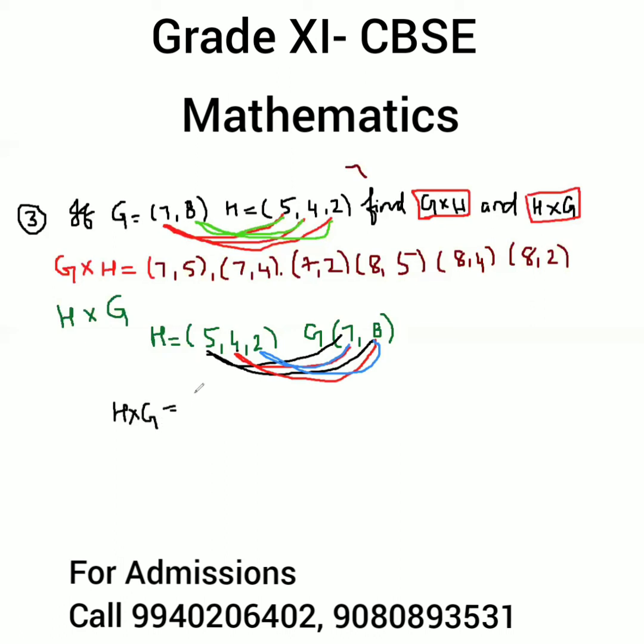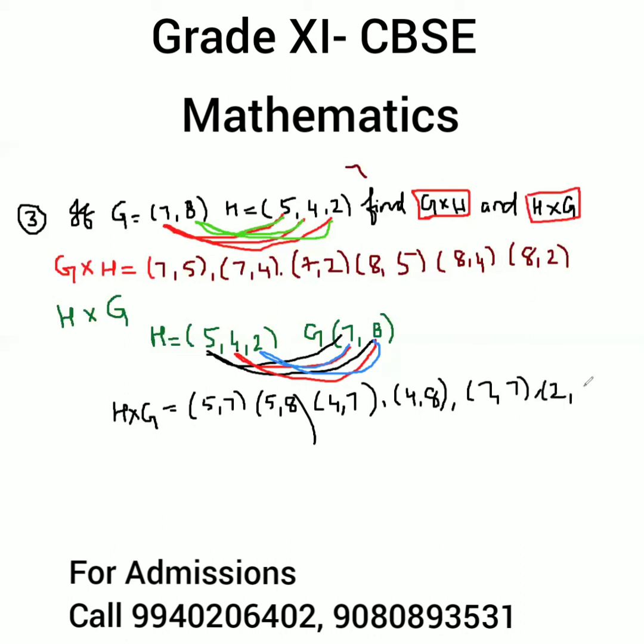I have to put in the bracket 5 comma 7, 5 comma 8, then 4 comma 7, 4 comma 8, then 2 comma 7, 2 comma 8.